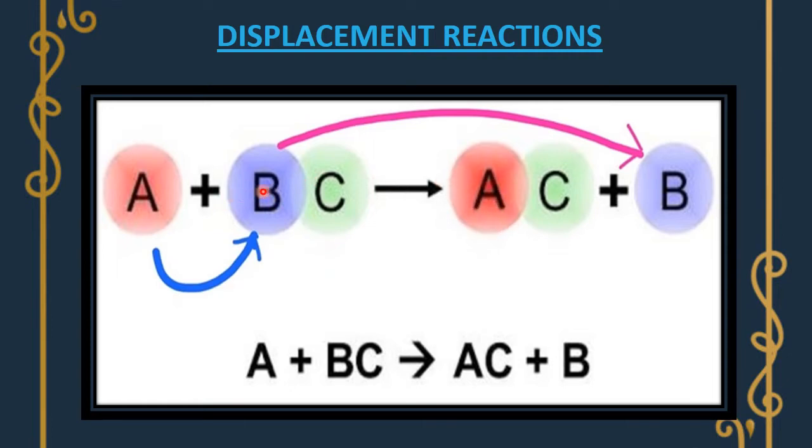Now where is B going to go? Now B will remain all alone. So this type of reaction is called a displacement reaction, in which a more reactive metal displaces the less reactive metal from its salt.